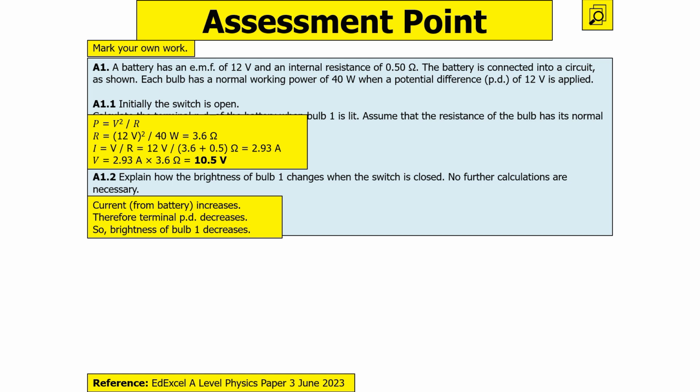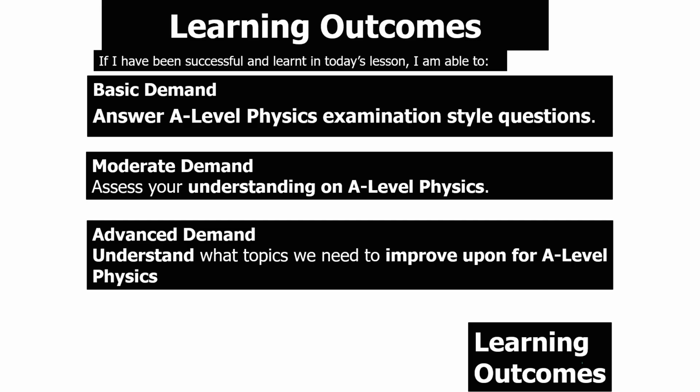So that brings an end to this revision session today. If we've been successful and we've learned in today's lesson, we should be able to answer A-level physics examination style questions. You should be able to assess your understanding of A-level physics and finally understand what topics you need to improve upon for A-level physics.